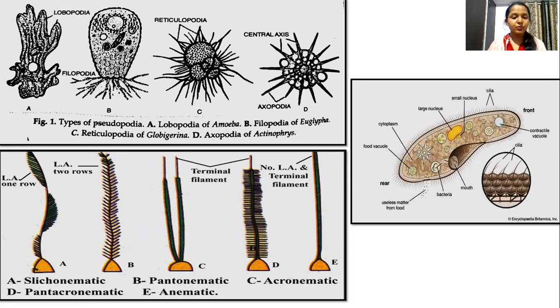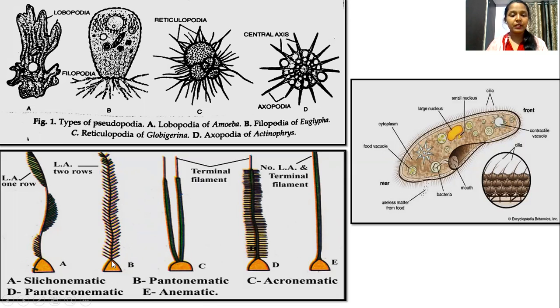Take for example, the first one is the stichonematic. In case of the stichonematic, the arrangement of the mastigonemes will be on one side. You can see the mastigonemes have been arranged on one side of the flagellum. Then it is called a stichonematic. Stichonematic is usually seen in case of the euglenias.